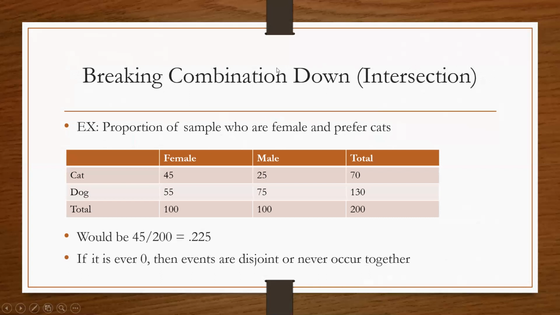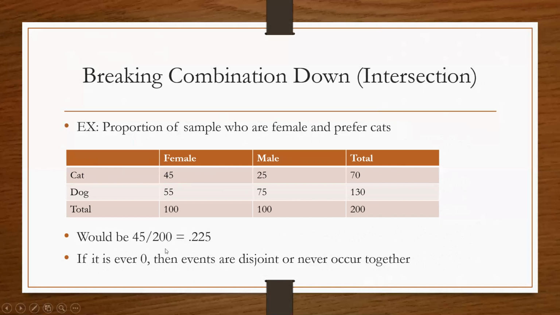So intersection. You want to find exactly what it's asking for. It's asking for people who are female, so you're looking for this category, and who prefer cats over dogs. You just have to follow that through, and you find that it is 43 in this table that I randomly created. Then you divide that by the total, which is 200, and you get 0.225, or 22.5% are female who prefer cats.